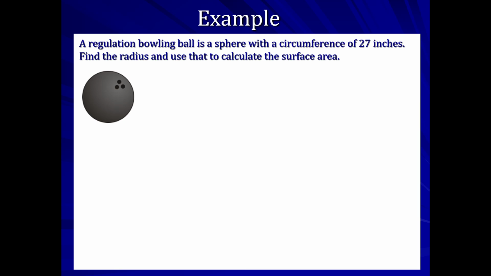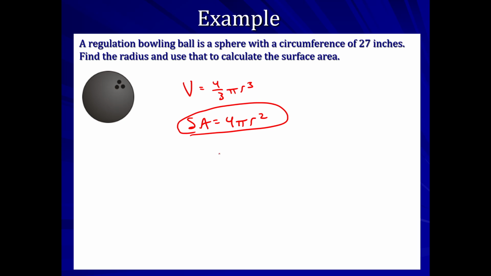A sphere. The formula wasn't on the previous slide, so we know the volume of a sphere from before. We also now know the surface area of a sphere, is this formula here, 4 pi r squared. So this is an example of a question where you'd have to do a little more thinking. A regulation bowling ball is a sphere with a circumference of 27 inches. Find the radius. Well, we just need to work backwards.